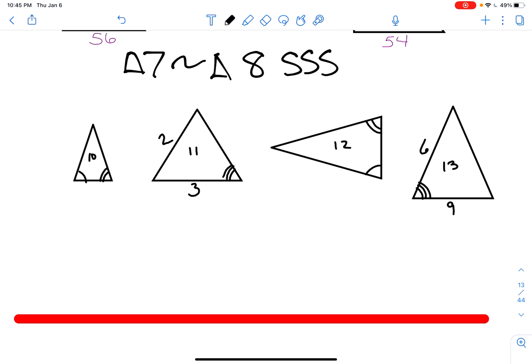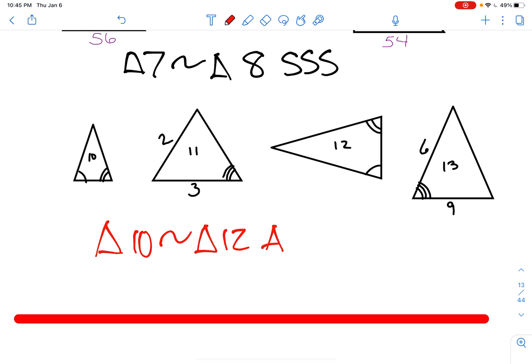Last one's here. 10 and 12 both have angle, angle. So triangle 10 is similar to triangle 12 by angle, angle similarity. And now let's look at 11 and 13. Are those similar?